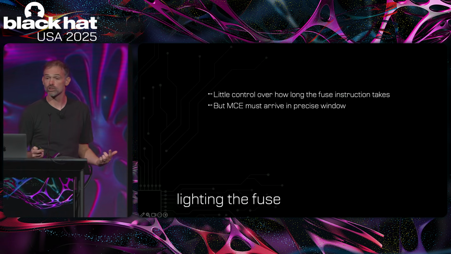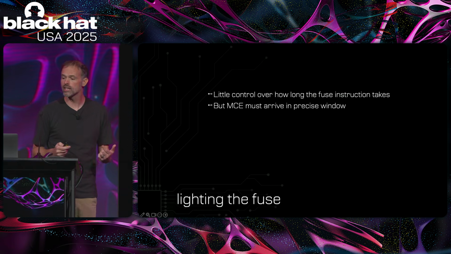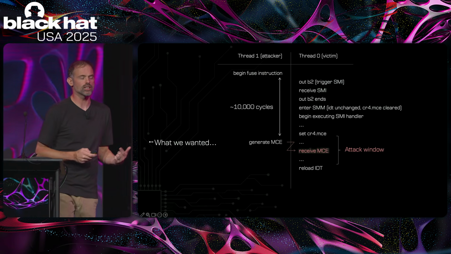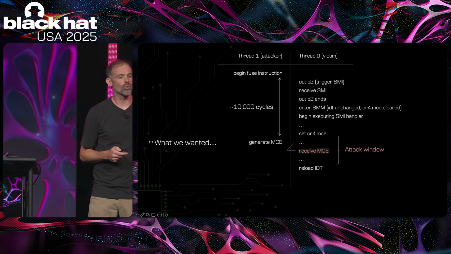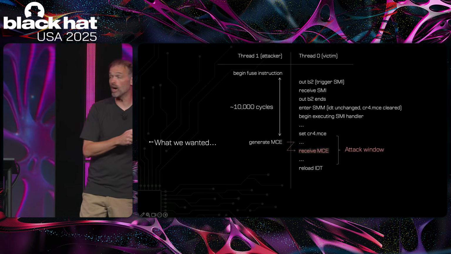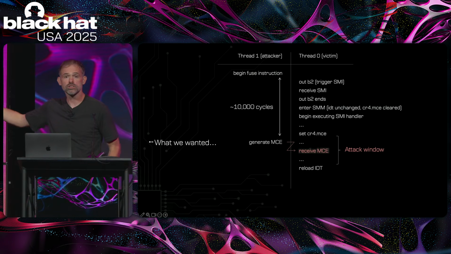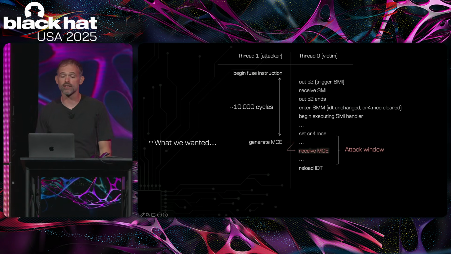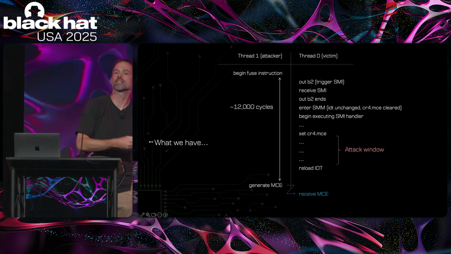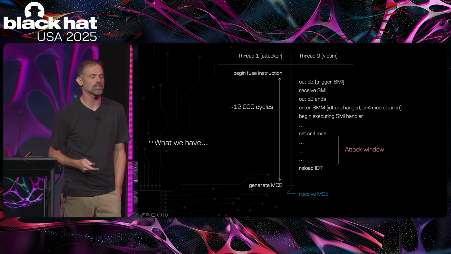We don't have a lot of control over how long that instruction takes, but we need that machine check to arrive in a really, really precise window. So this is the attack that we wanted, where the mystery fuse instruction takes exactly 10,000 cycles, so the MCE arrives at the right point in the attack window, but this is what we got. We're actually taking 12,000 cycles, and we overshoot the attack window.